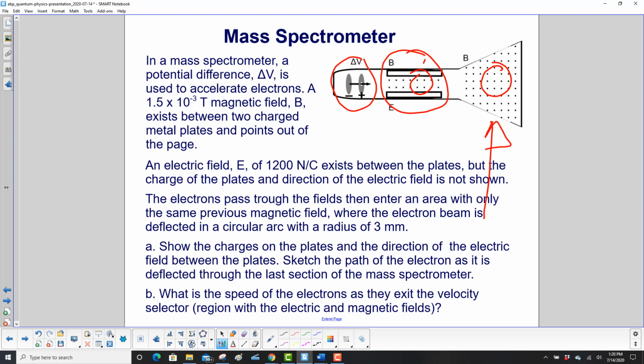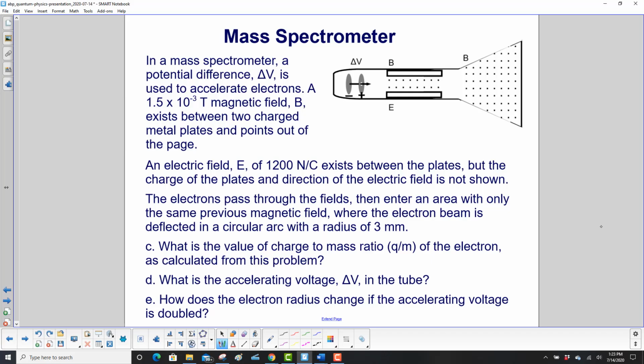That's the piece over there. And what is the speed of the electrons as they exit the velocity selector? This right here is the velocity selector. What is the value of the charge to mass ratio, Q over M, of the electron as calculated from this problem? And we're down here at the final questions for this. What is the accelerating voltage in the tube? And how does the electron radius change if the accelerating voltage is doubled?